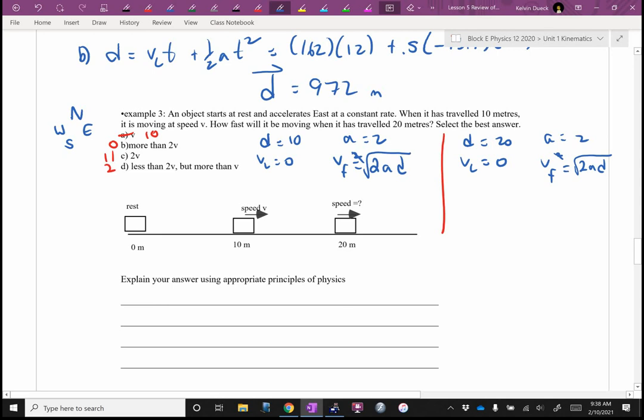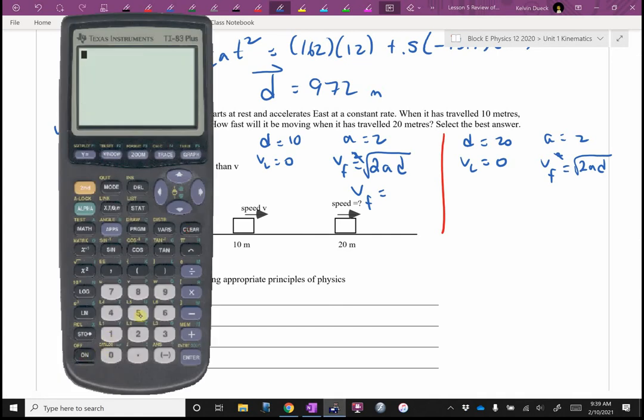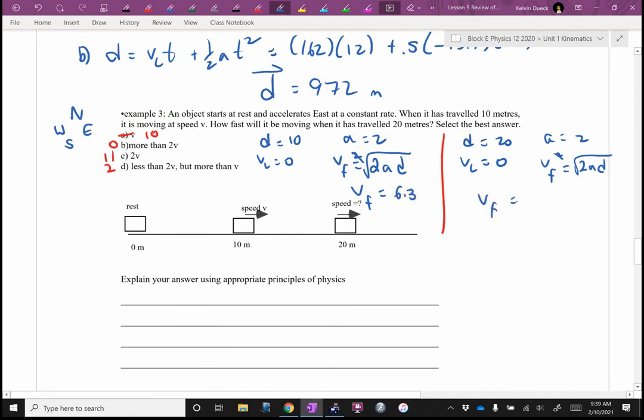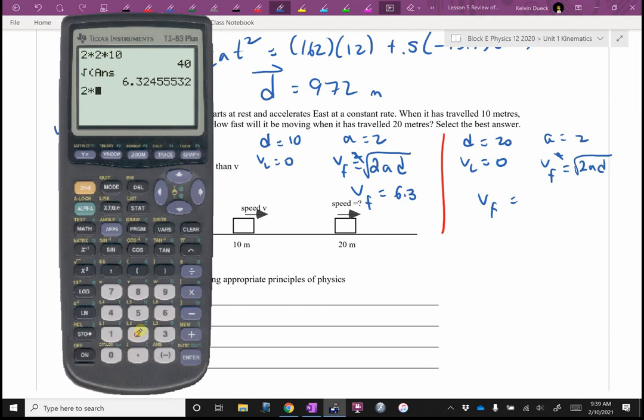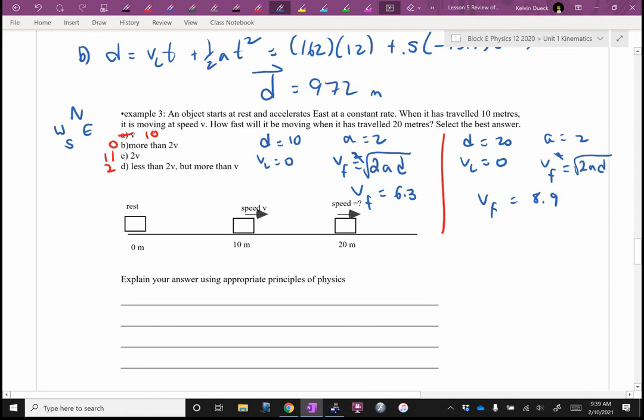Let's plug in the numbers. So very quickly, what's 2 times 2 times 10 square root? Get your calculator out and crunch the numbers. So in the first situation, we have 2 times 2 times 10, square root of 40, I get what, 6.3? In this situation, I get 2 times 2 times, oh, this time D is 20, square root of 80, 8.9. Compare those two answers. What's the correct answer, A, B, C, or D?